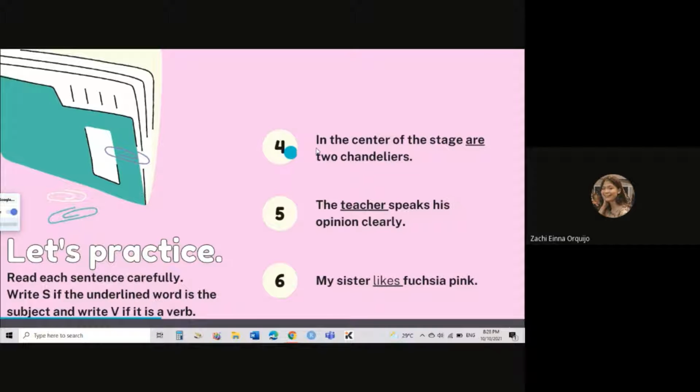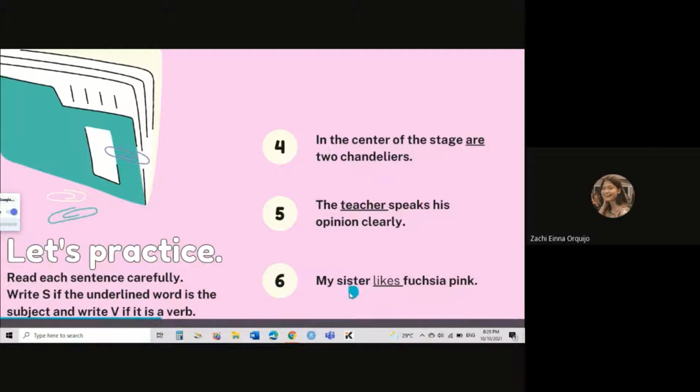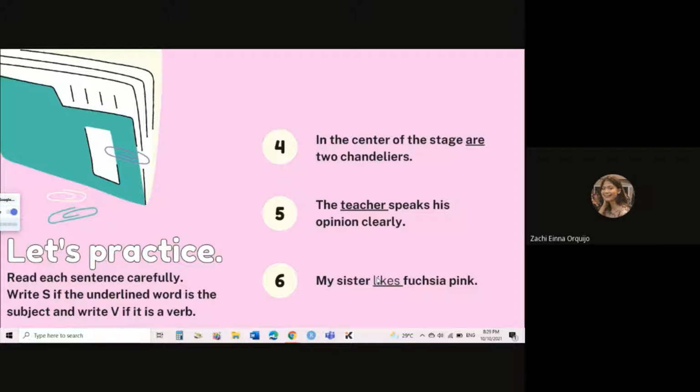So for the fourth sentence, in the center of the stage are two chandeliers. So what is the word are? Is it a subject or verb? For the fifth one, the teacher speaks his opinion clearly. So what is the word teacher? Is it a subject or a verb? And number six, my sister likes fuchsia pink. So what is the word likes? Is it a subject or a verb? So again, I'm giving you 15 seconds to write your answers on your notebook. Time starts now.